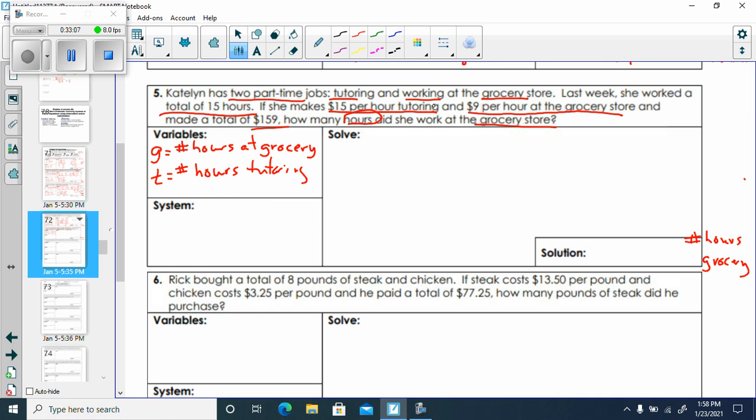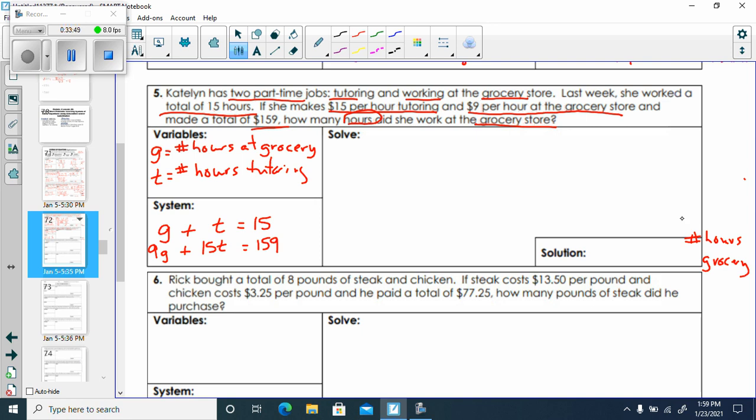Okay, she works at tutoring and the grocery store. Last week, she worked a total of 15 hours. So would the number of hours at the grocery store plus the number of hours tutoring give her 15 hours? Okay, that's one equation. Now let's write the other. She makes $15 per hour tutoring. Okay, so 15 times the number of hours tutoring plus $9 per hour at the grocery store, 9 times the number of hours at the grocery store would give her $159, right?